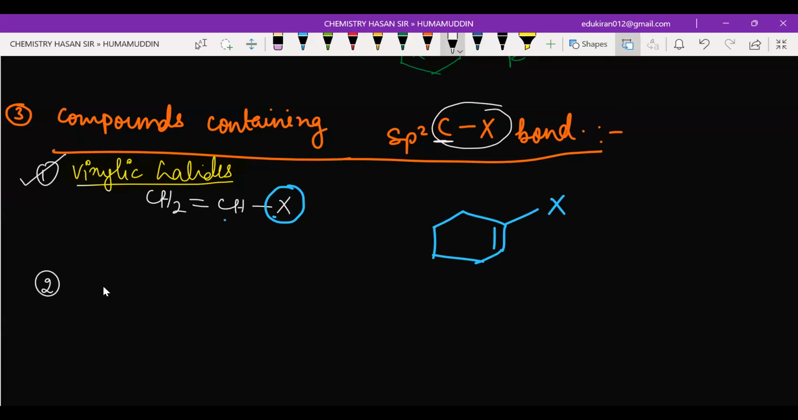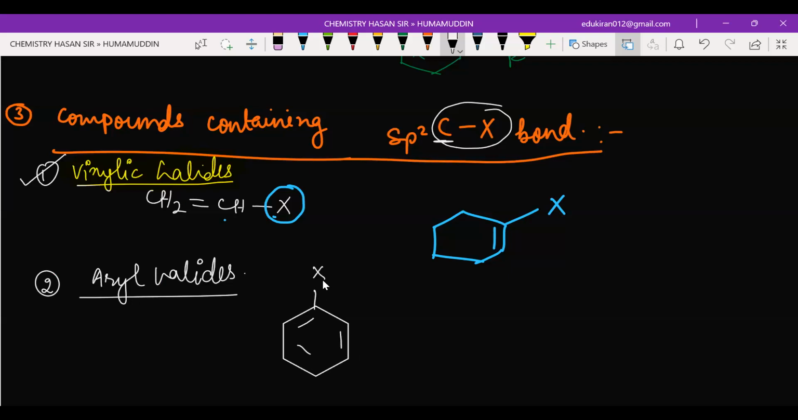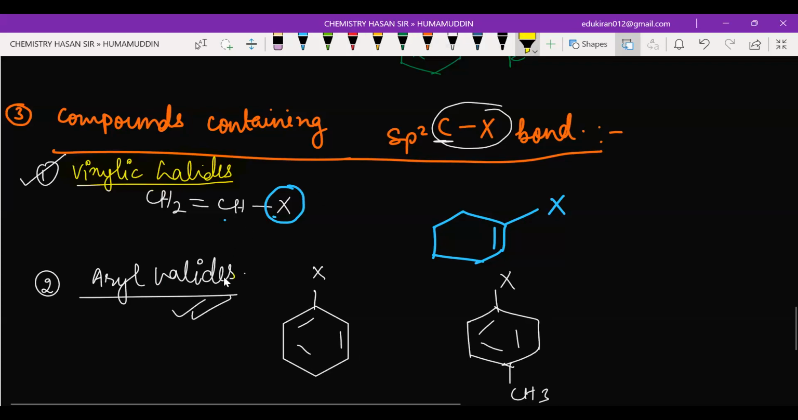And in the second one, you can go for aryl halide. In the previous one, it was benzylic halide, and this is your aryl halide. Aryl halide is part of this sp2 C-X. That means X is directly connected to a doubly bonded carbon. Are you getting my point? This can also be called doubly bonded aryl halide. Got it? Both of you.